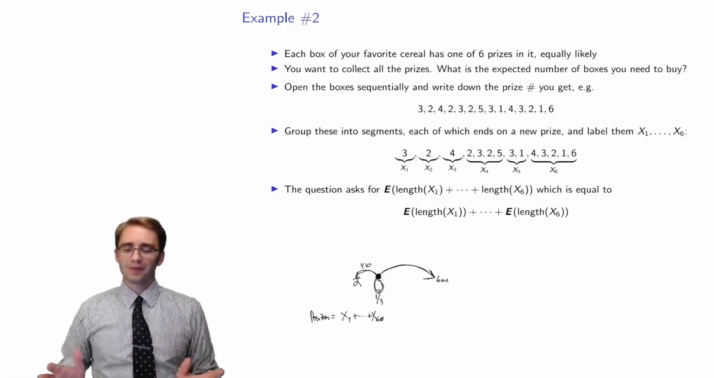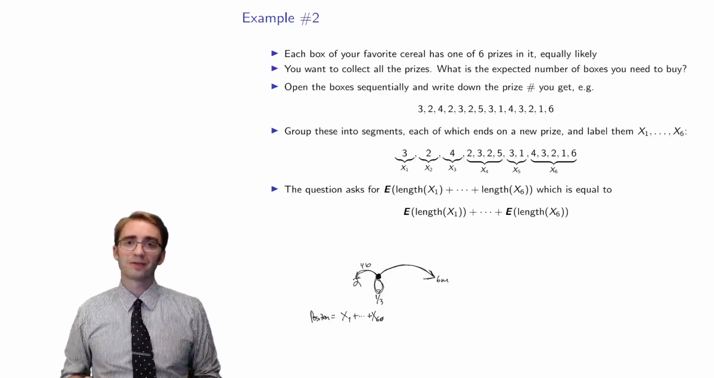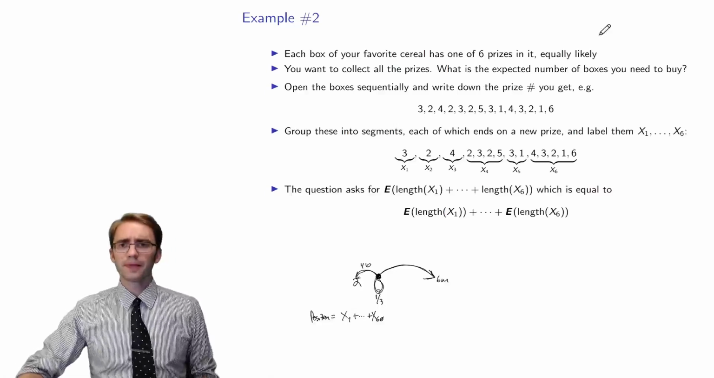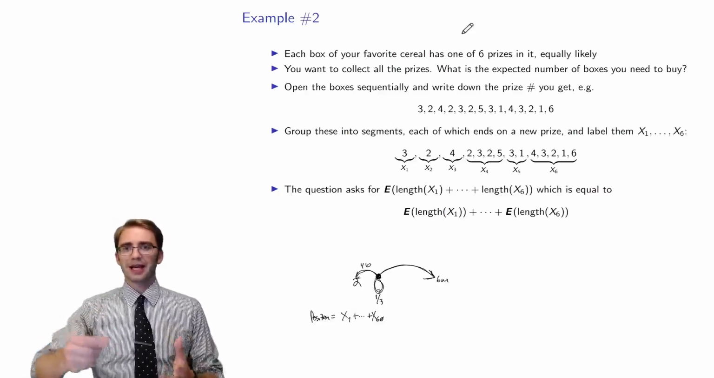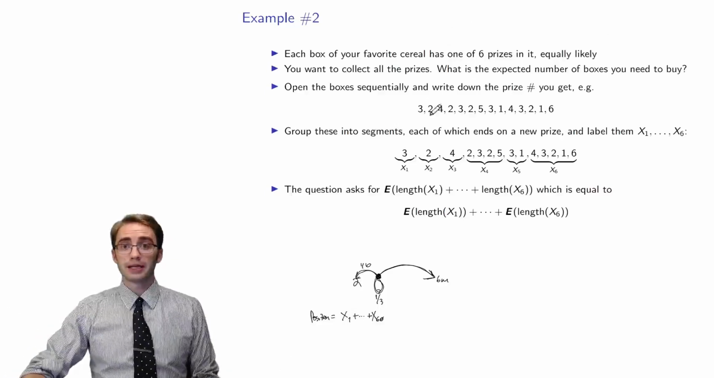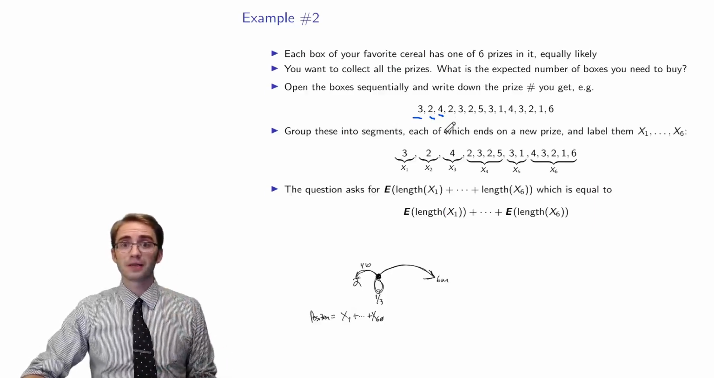You want to collect all the prizes. You're going to go to the store. You're going to keep buying more and more cereal boxes until you've accumulated all of them. So the way to think about this is the following. Let's say you just keep opening all the boxes and you write down the number of the prize that you get. So the first prize you get is number 3, the second one is number 2, the third one is number 4. So by this point you're pretty happy. You've opened 3 boxes and gotten 3 prizes.